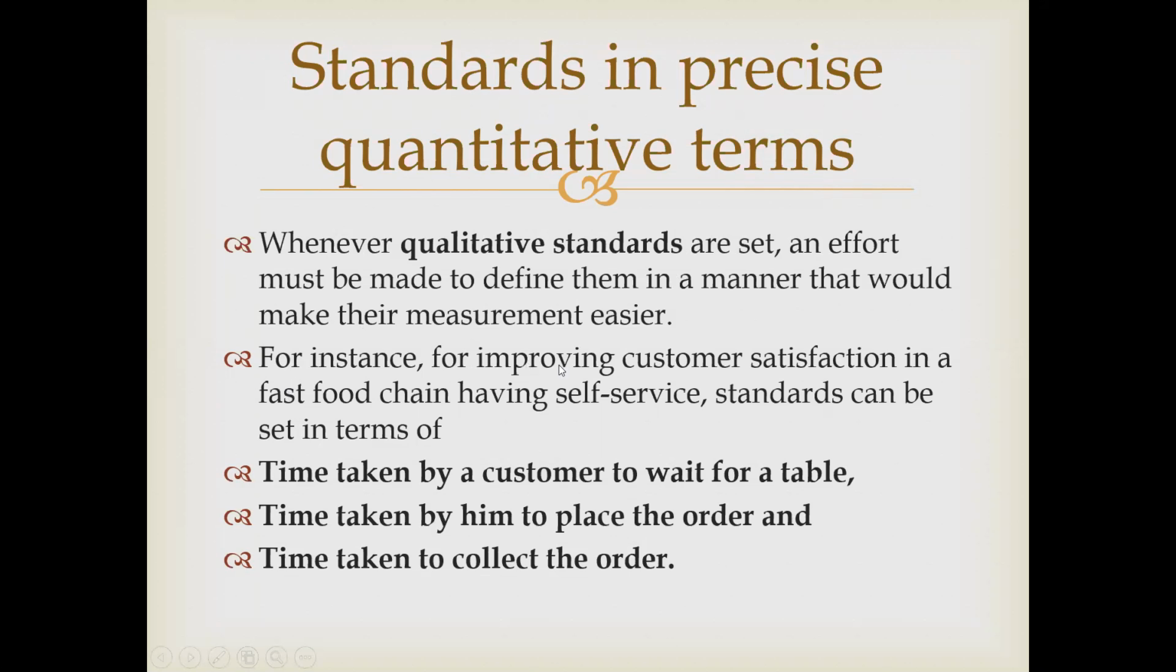For instance, for improving customer satisfaction in the food chain, having a self-service standard set can be, see, if I need to know कि जो customer मेरी eating joint में आ रहा है वो satisfied है या नहीं है. अब again satisfaction is a qualitative standard, something qualitative which needs to be converted into quantitative terms so that we can say yes कि customer satisfied है या नहीं है. अब कस्टमर सेटिस्फाई है या नहीं है तो हमने क्वांटिटेटिव स्टैंडर्ड्स क्या सेट कर लिए.